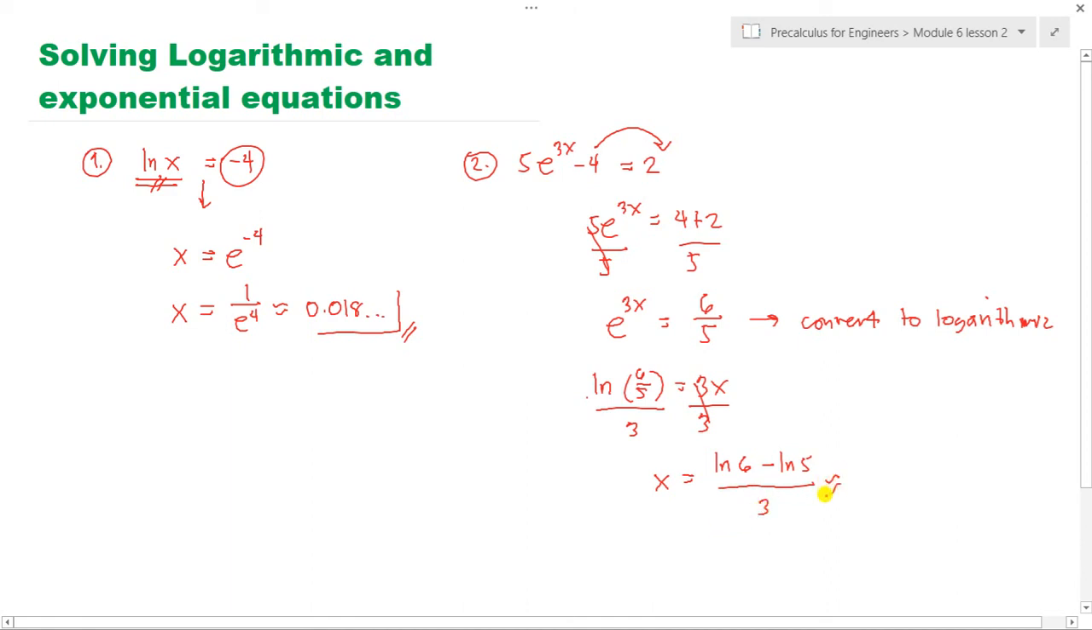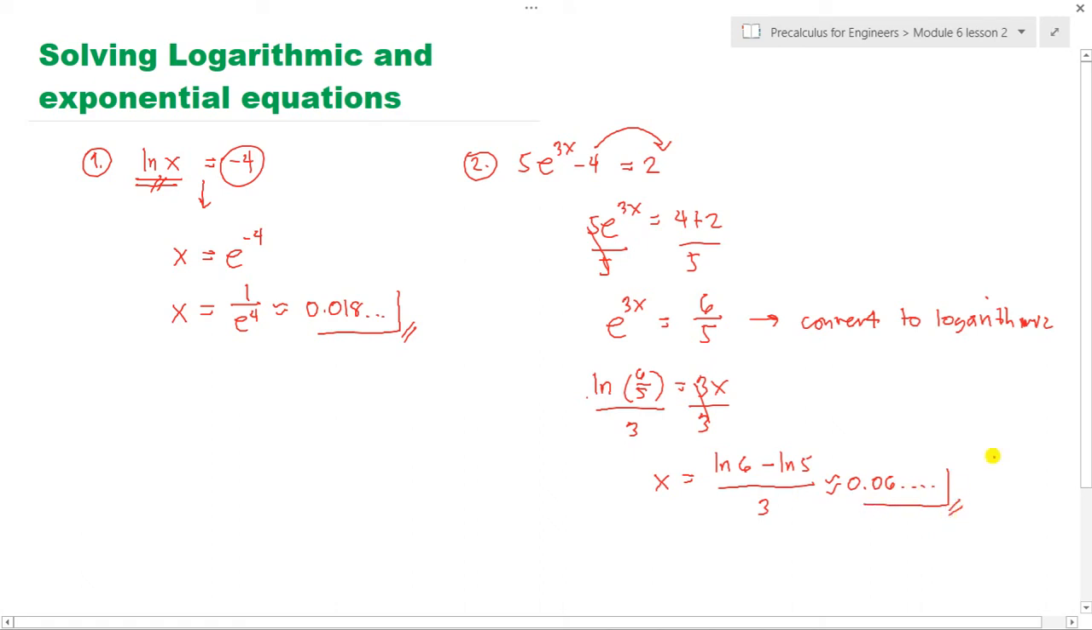Now with a calculator, simplifying that, ln of 6 minus ln of 5 divided by 3, the answer is approximately 0.06, with many more decimal places. That is the value of our x.